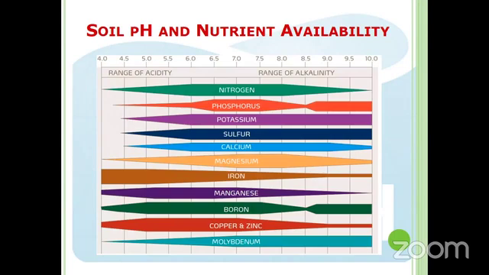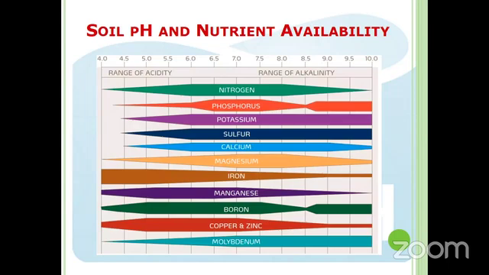So why is this pH range defined, and why is this pH important? You can see from the slide. On the slide you can see strips with the names of nutrients on them. The strips have varied thickness at various places. Okay, the more the thickness, the more is the availability of the nutrient in the soil. The lesser the thickness of the strip, the lesser is the availability of that particular nutrient in the soil.